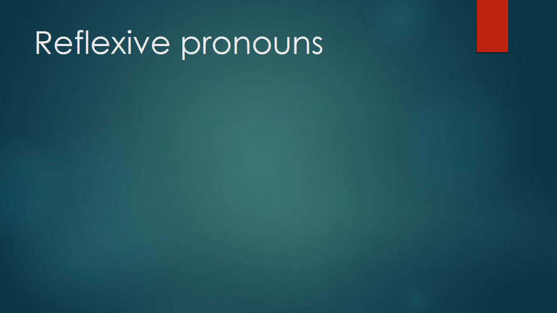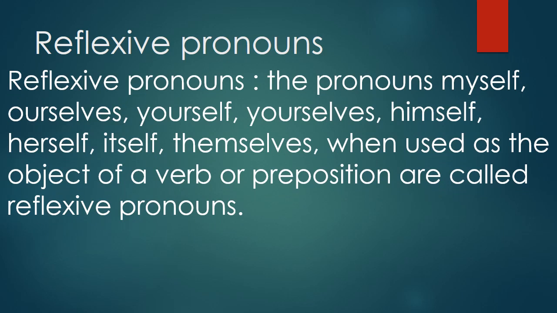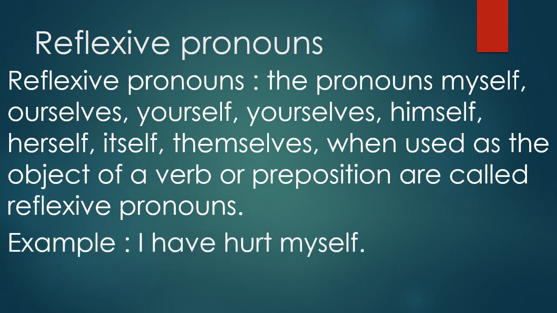Reflexive pronoun. There is a word in reflexive pronoun, that is reflection, image. The pronouns myself, ourselves, yourself, yourselves, himself, herself, itself, themselves, when used as the object of a verb or preposition, are called reflexive pronouns. For example, I have hurt myself. Now, the reflection of I is there in the object, that is myself. So, myself will be a reflexive pronoun.